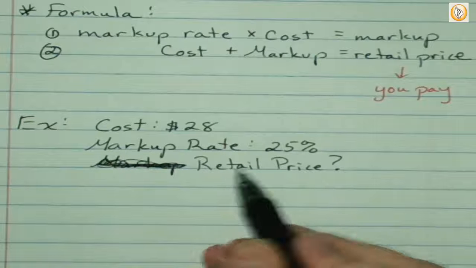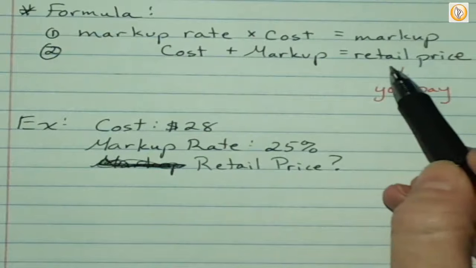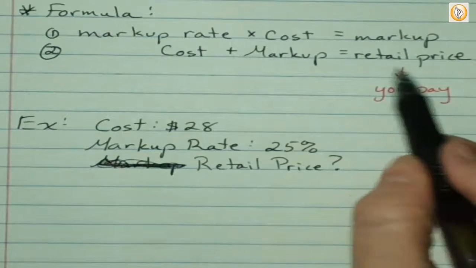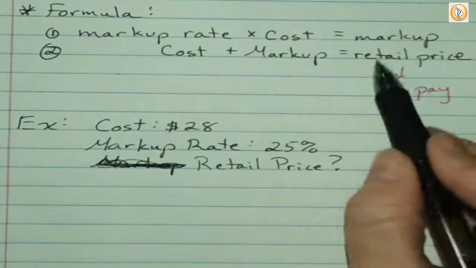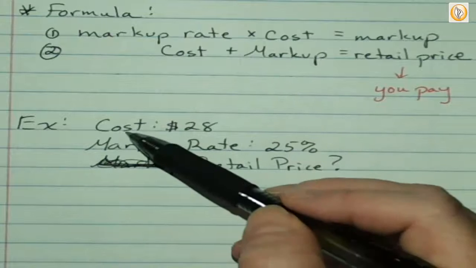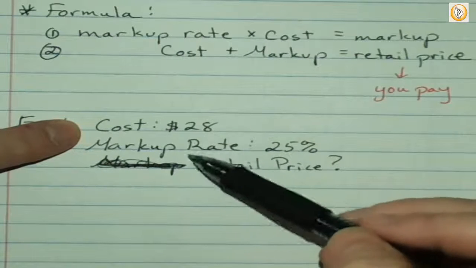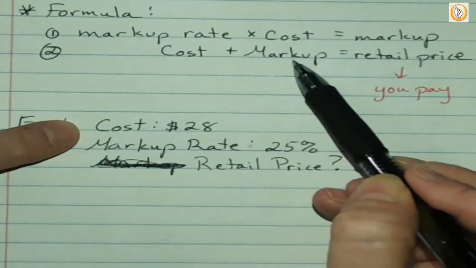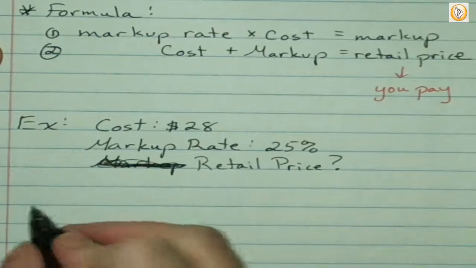Now, my end result is right here, retail price. Now Kelly, are you done writing? Okay, now look right here. I'm looking for retail price. To get retail price, it's cost plus markup. They gave me the cost, but did they give me the markup? No, they didn't. So we've got to find markup to be able to find retail price. So this is another two-step problem.